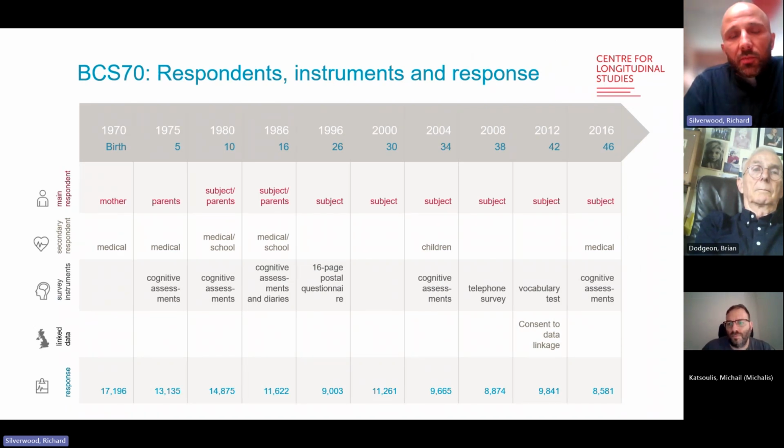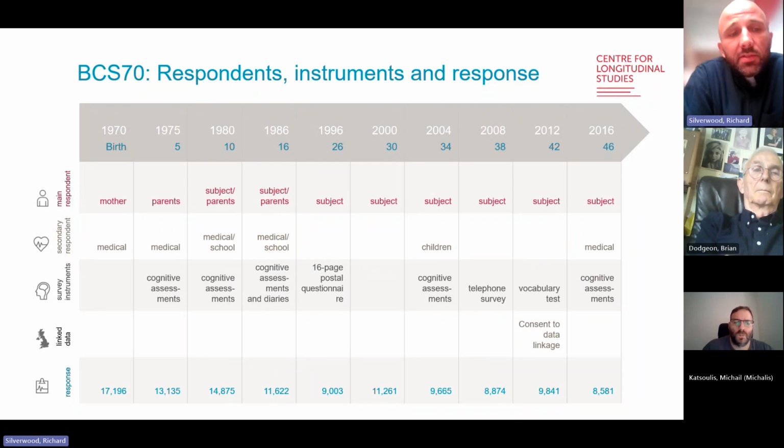This slide now shows for BCS 70 the different waves of data collection that have been conducted approximately every 5 years or so from birth onwards. At birth and through childhood, the main respondents were the mother or the parents, and then this transferred to being the subject of the study, the cohort member themselves, through teenage years and adulthood. There are also some additional respondents, so sometimes the teachers or the people at the school will provide additional information, and there's additional medical information that we capture. This survey is generally run face-to-face.